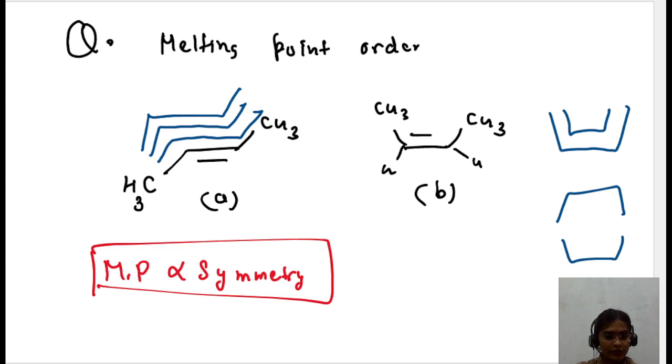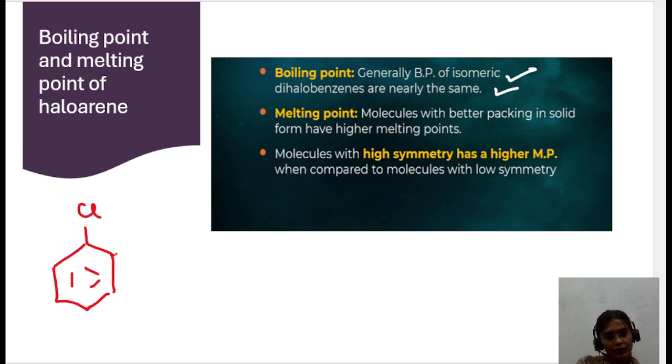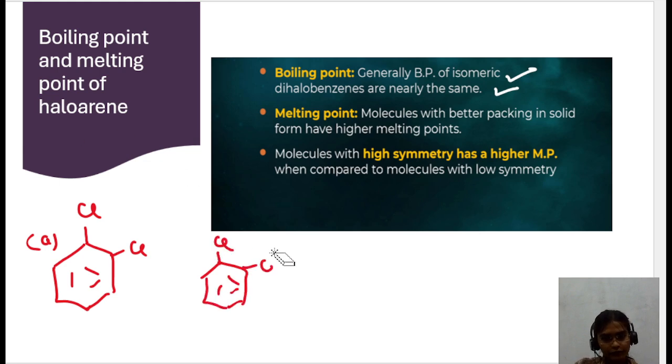We are discussing the melting point, right? Let's observe this point: boiling and melting point of a haloarene. First of all, boiling point is very simple. Boiling point generally depends on it, and isomeric dihalobenzenes are nearly the same. This slide wants to explain one simple thing. Suppose I have chlorine and chlorine, option one, and this is the second one, chlorine and chlorine meta to one another, B, and C is the last one.